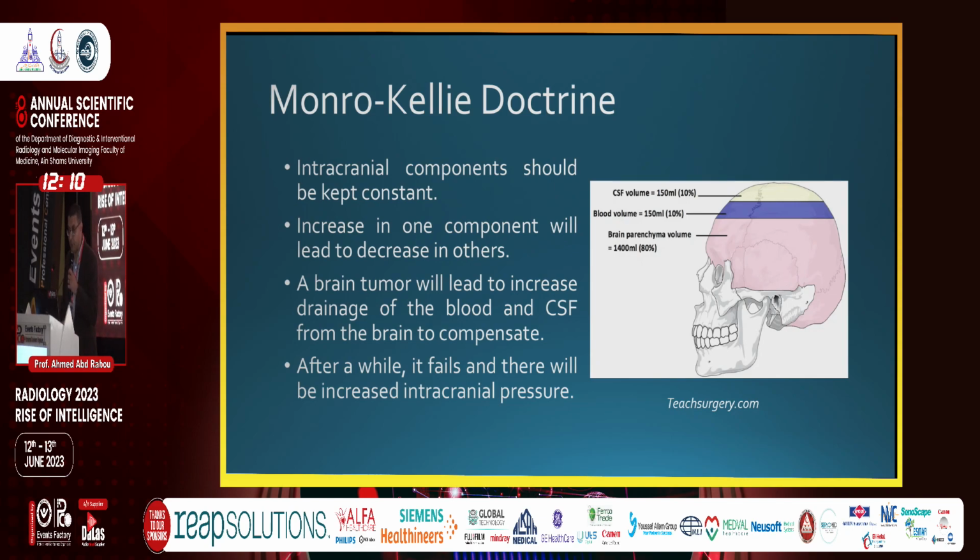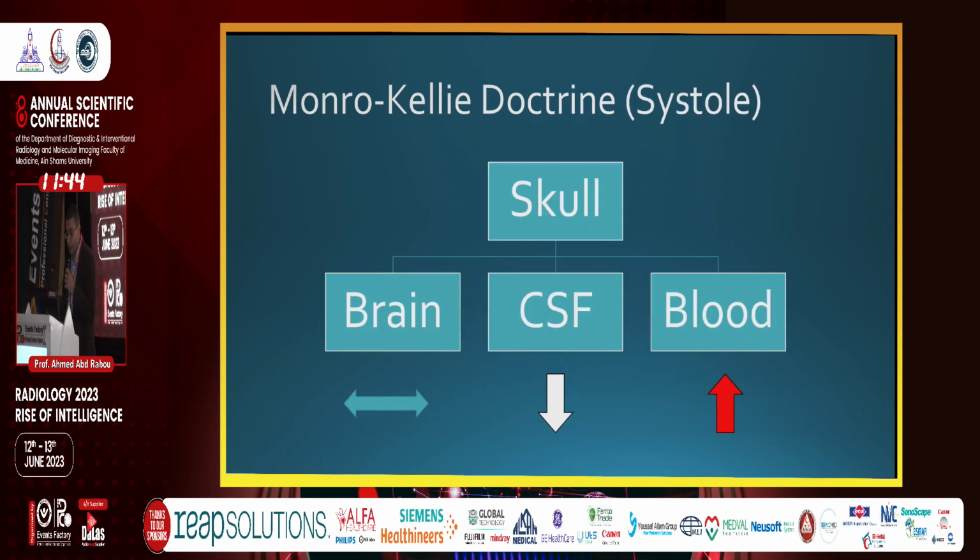So if one of them increases its volume, it should be compensated by a decrease in the other components. For example, a brain tumor will increase the brain volume, which should be compensated by a decrease in the CSF or blood flow. And if this compensatory mechanism fails, the patient will develop increased intracranial pressure. The Monro-Kellie doctrine also explains how the CSF moves, which is not mediated by the pressure gradient as was thought before. It's actually mediated by the blood flow and pulsatility of the arterial wall.